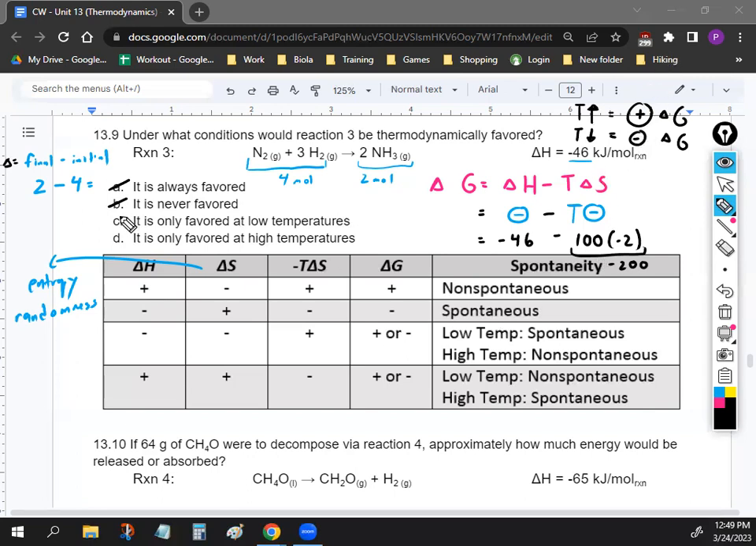Low, yeah, because the lower the temperature, you want delta G to be negative. I know it's kind of weird. Negative delta G means that it is spontaneous, but low temperature is when this reaction is going to be favored. Okay, so your answer is going to be C.